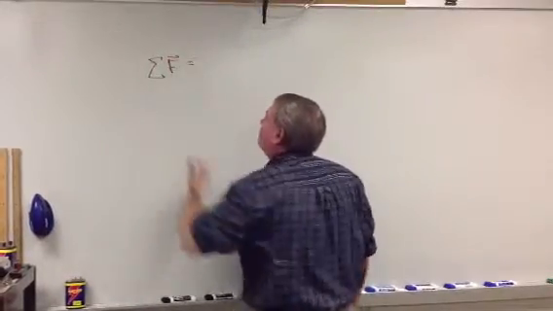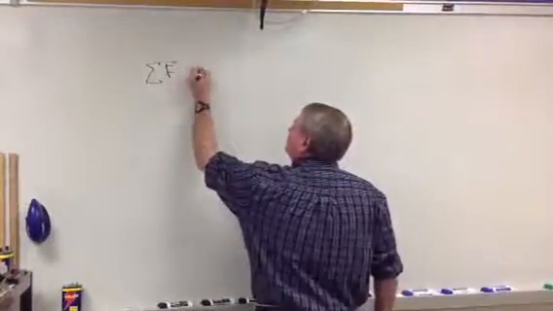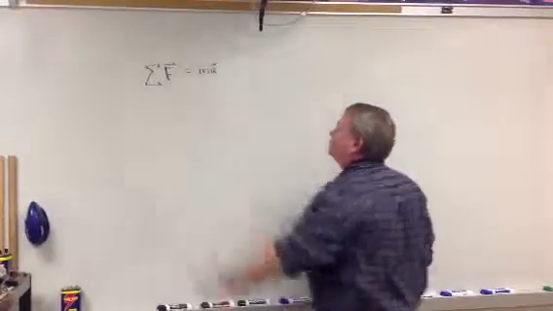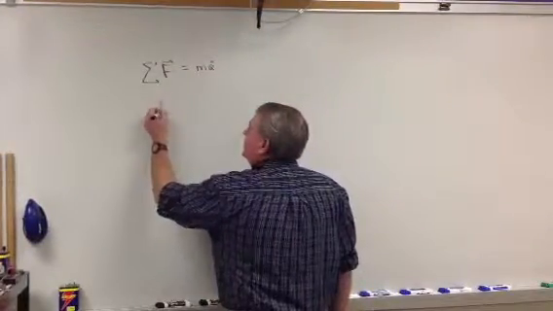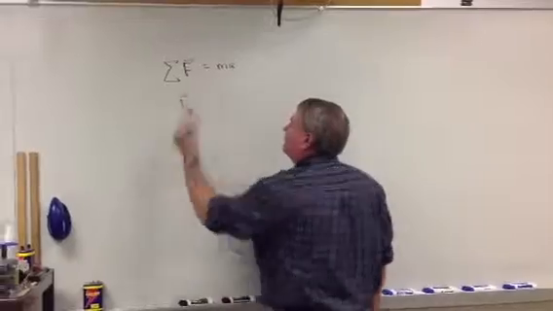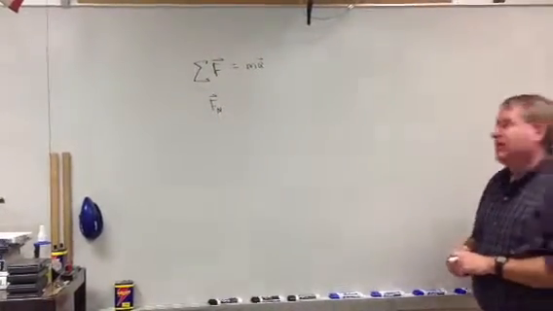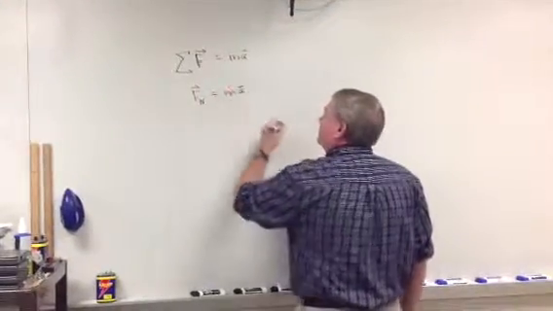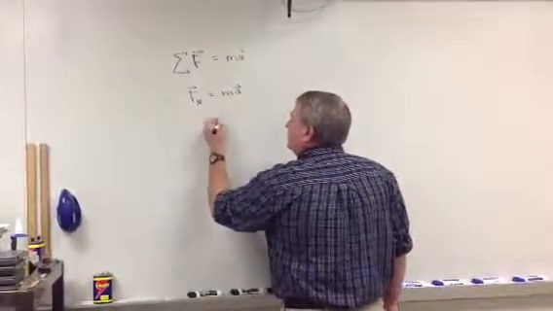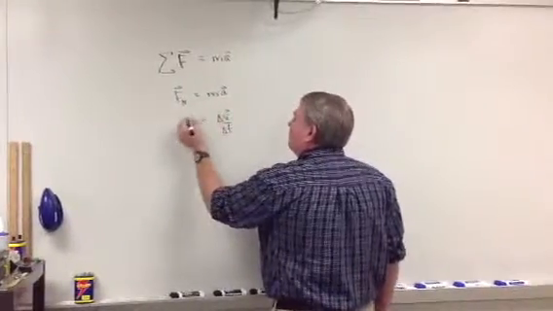The sum of all forces that are acting on an object is equal to mass times acceleration. That's Newton's second law. Now, the sum of all forces is equal to the net force. So we'll just get rid of the summation sign and say that that's the net force, and that's equal to mass times acceleration. Now, acceleration is equal to the change in velocity over the change in time for an object.